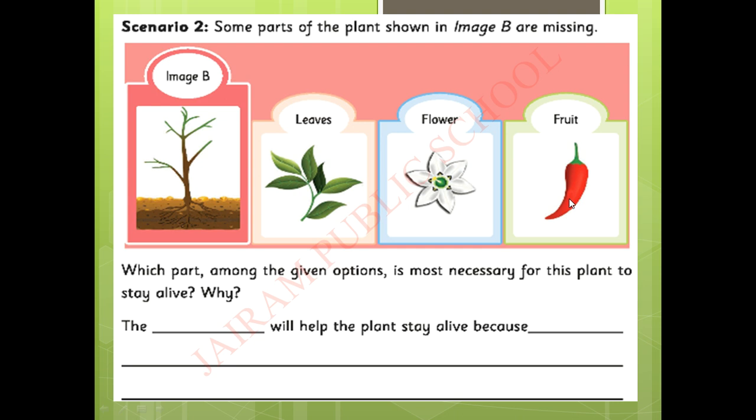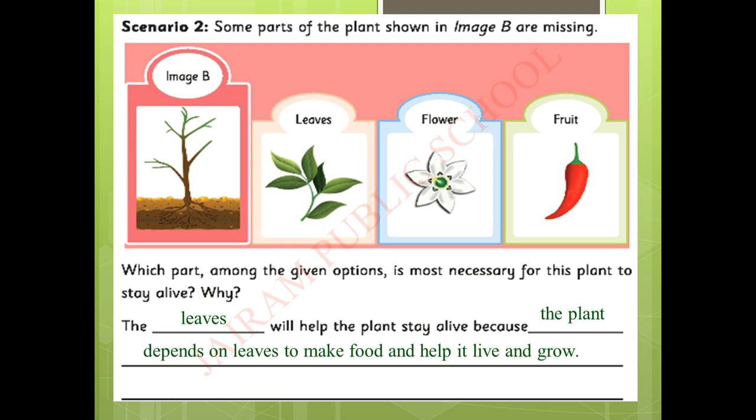Okay. But let us discuss what the question is. Which part among the given options is most necessary for this plant to stay alive? So in these three parts, which part of the plant will help the plant to stay alive? Exactly, the leaves. The leaves will help the plant to stay alive because the plant depends on leaves to make food and help it to stay alive and grow.